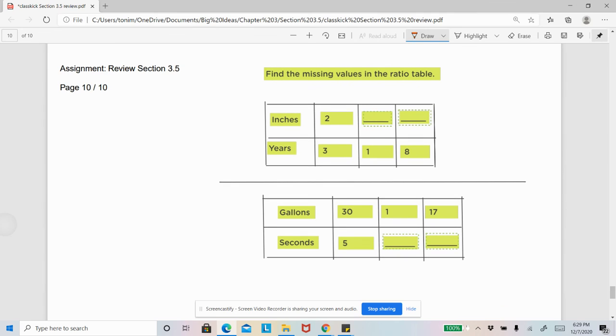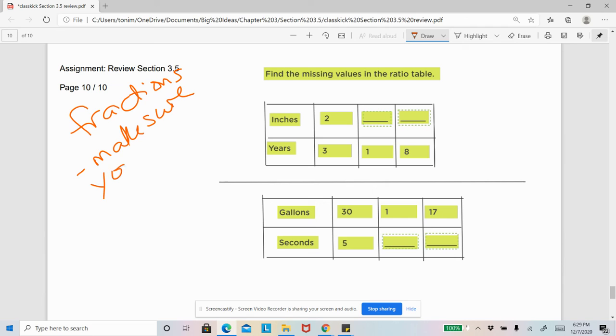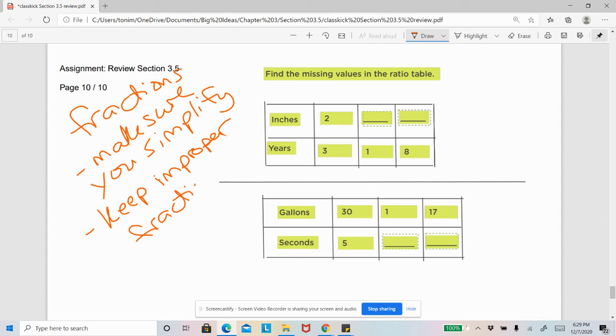Right. And I believe that is it. When you get to slide 10, be very careful. These are all fractions. This slide is all going to be fractions, and make sure you simplify if needed. And also keep improper fractions. Do not change them to mixed numbers. Okay, and that's it.